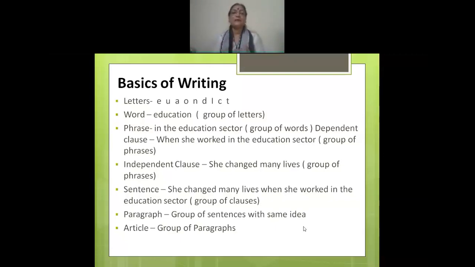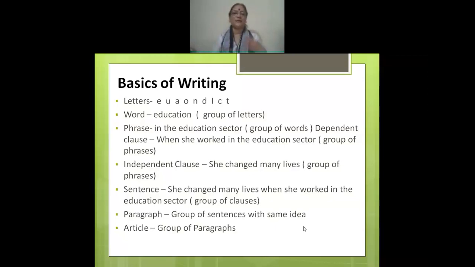अब इन वर्ड से बन जाते हैं फ्रेजेस। जब दो तीन वर्ड्स ग्रुप में आ जाते हैं तो हमारा एक फ्रेज बन जाता है। फ्रेजेस से बन जाते हैं क्लॉजेस, क्लॉजेस से बन जाते हैं सेंटेंसेस, सेंटेंसेस से बनते हैं पैराग्राफ्स, और पैराग्राफ से बनते हैं आर्टिकल। So this is the journey of actually understanding how we are expressing ourselves in writing. So right from letters to words to phrases to clauses to sentences to paragraphs and to articles.